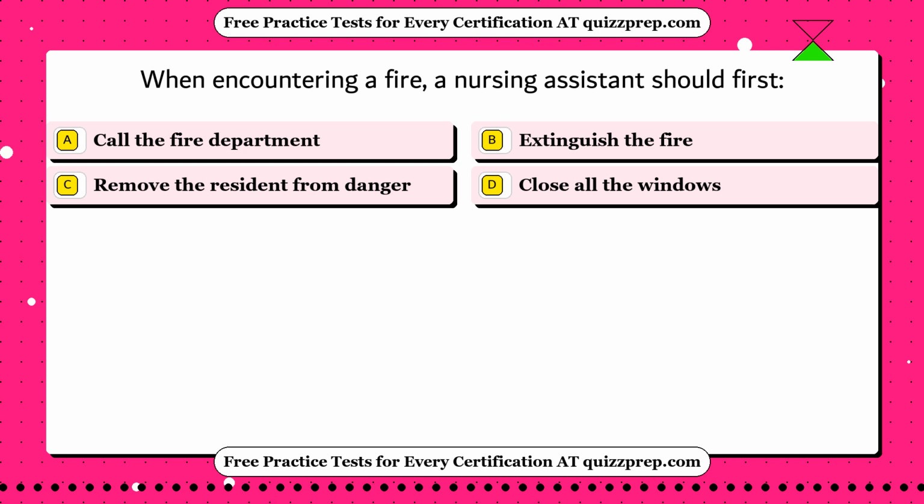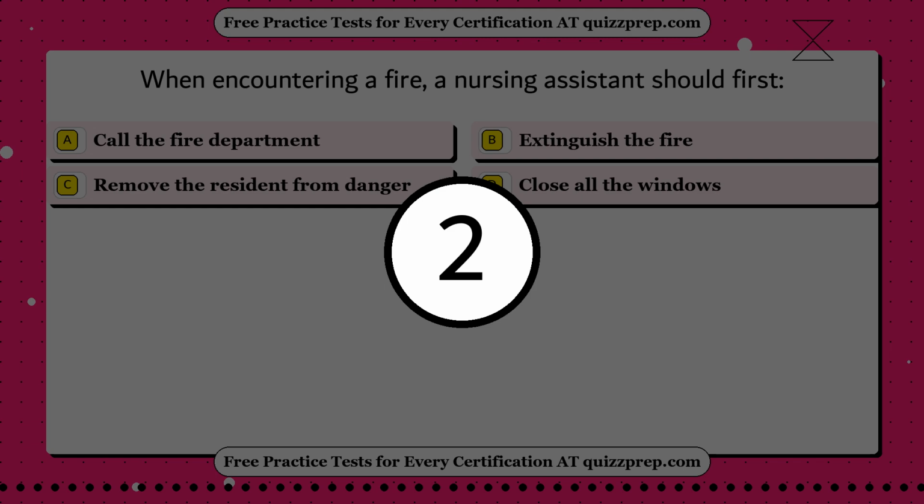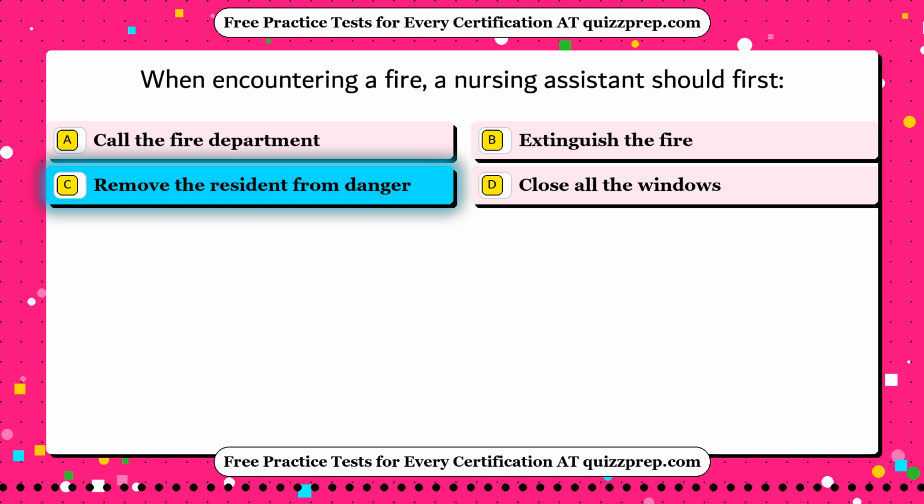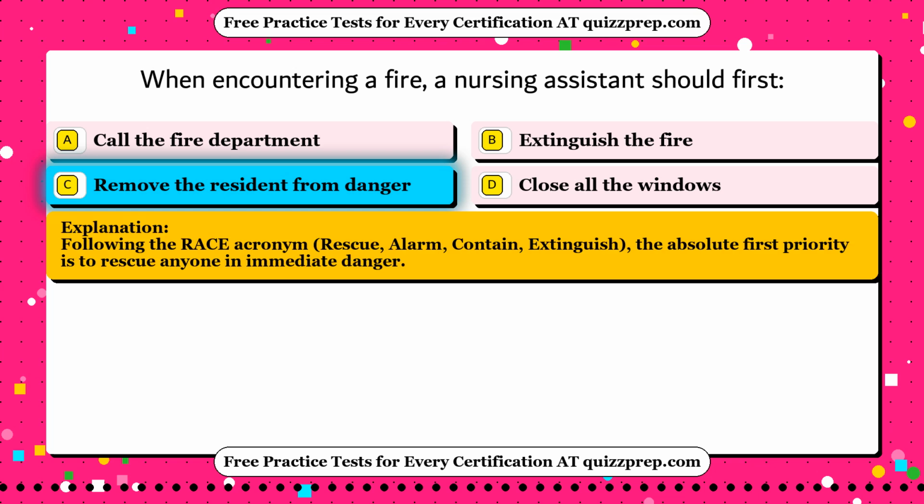Question 1. When encountering a fire, a nursing assistant should first: Option A, call the fire department. Option B, extinguish the fire. Option C, remove the resident from danger. Option D, close all the windows. The correct answer is option C, remove the resident from danger. Following the RACE acronym, rescue, alarm, contain, extinguish, the absolute first priority is to rescue anyone in immediate danger.